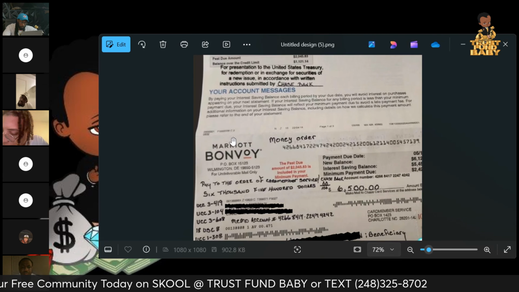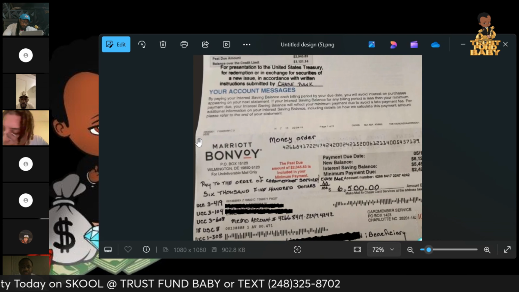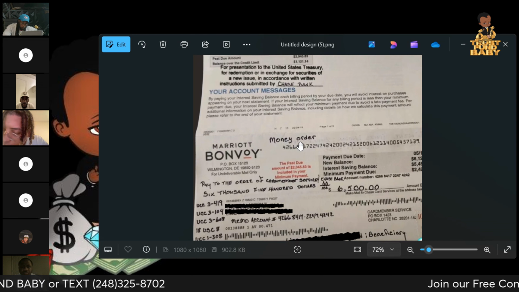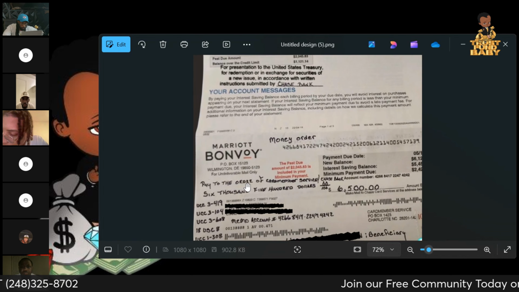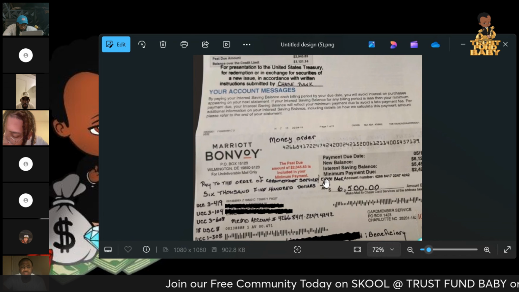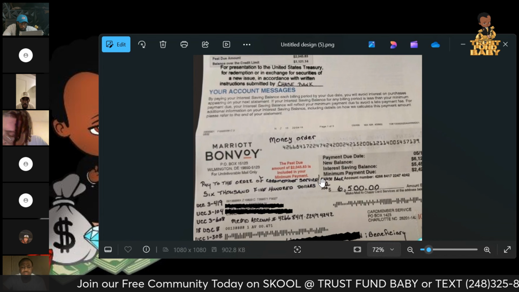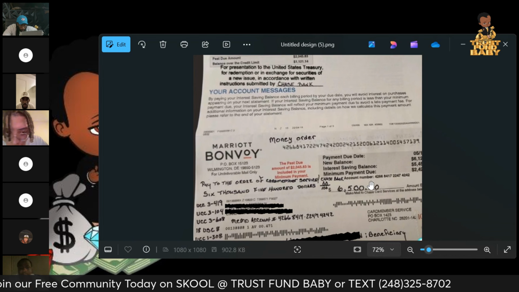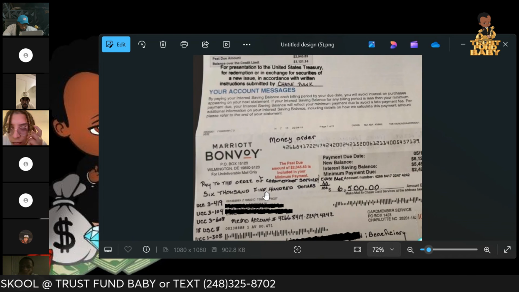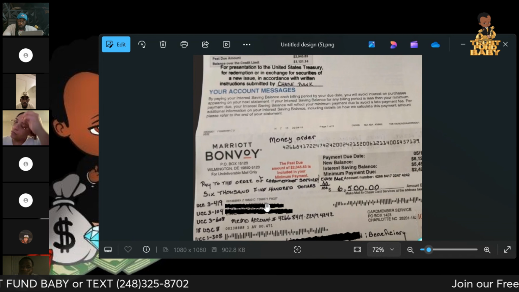So continue to examine this document. When we get to the part where you see the broken line that you can separate, they wrote money order at the top, and it says pay to the order of, and then it says Chamber Service Bank. This is the trust indentured party right here. Then it says Chase Bank, and then account number. They wrote Chase Bank right next to the account number. And then it says $6,500. This was settled in full.